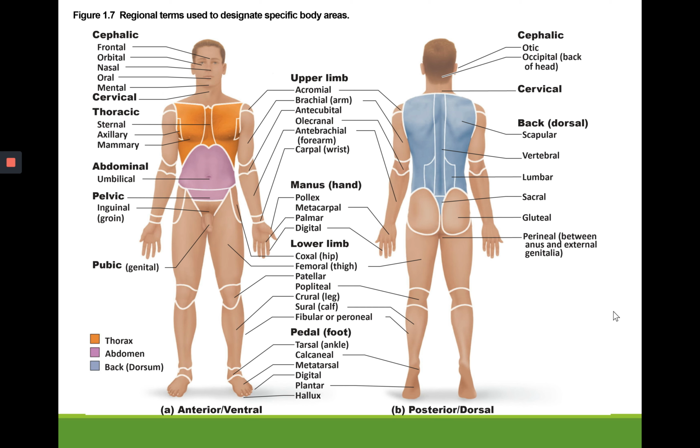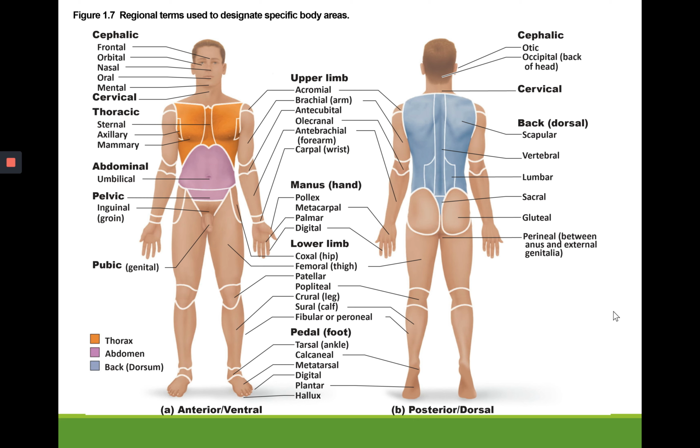Next, we're going to look at regional terms, and they're used to designate specific body areas. And I'm going to go ahead and tell you, you need to be really familiar with these. So we're going to start on the left and work our way to the right. First and foremost, you have the cephalic region. That's anything on the head, including the forehead, which is frontal, the eyes, which is orbital, the nose, which is nasal, the mouth, which is oral, the chin, which is mental, and then we move on to cervical. Cervical is talking about the neck, both the front and the back.